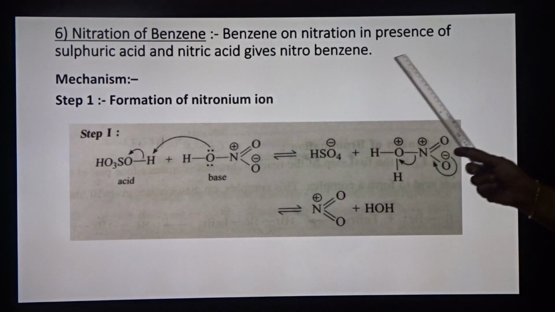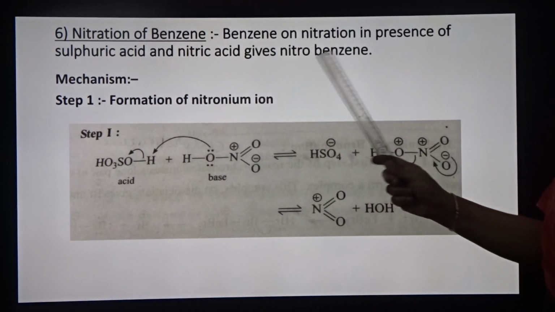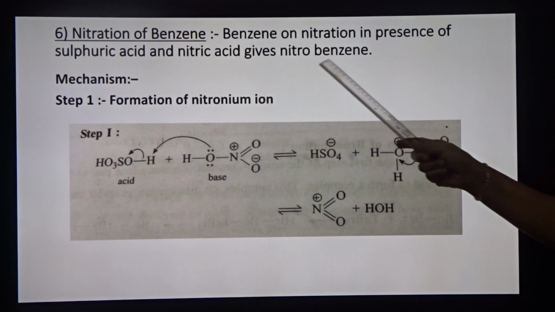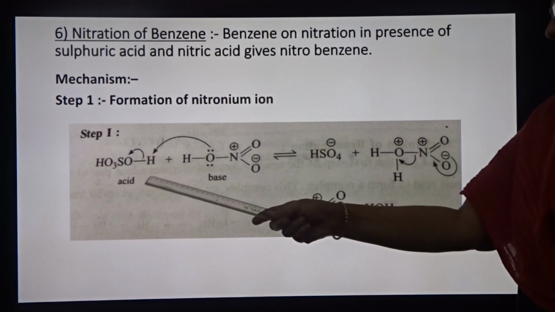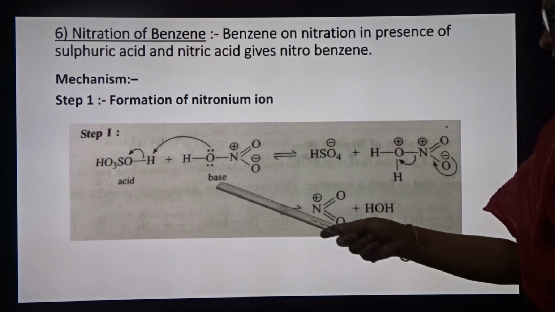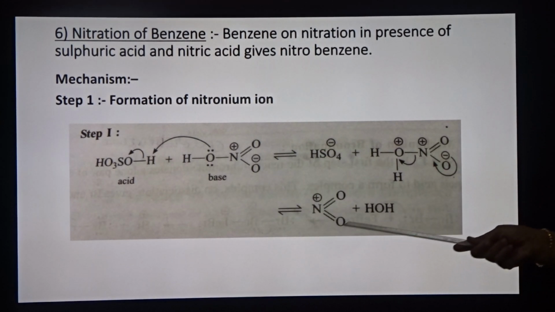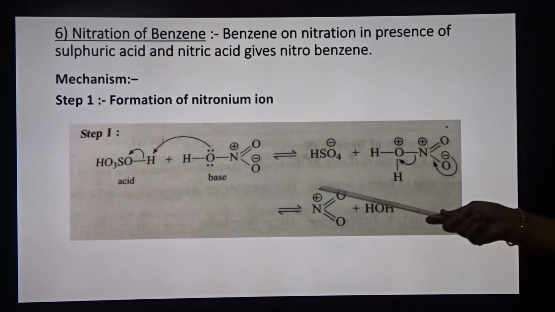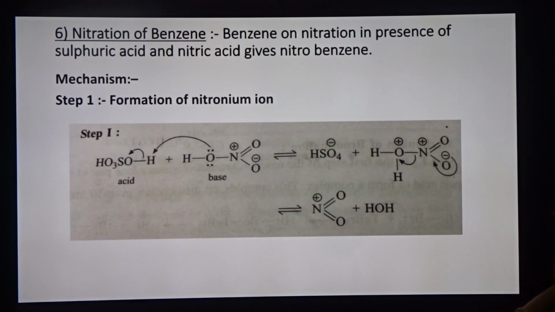Next, nitration of benzene. So, benzene on nitration in the presence of sulfuric acid and nitric acid gives nitrobenzene. Sulfuric acid and nitric acid will give the nitronium ion. So, in step 1, the nitronium ion, NO2 plus, is formed.